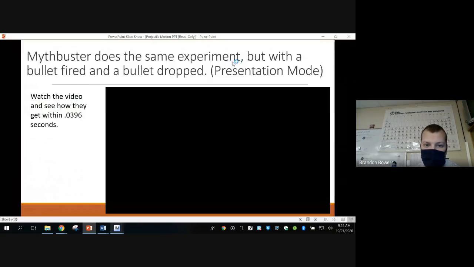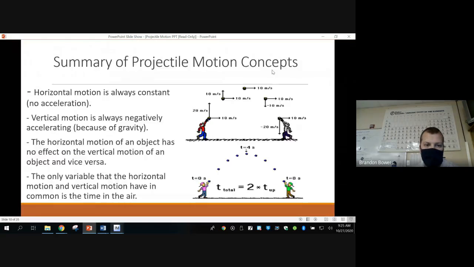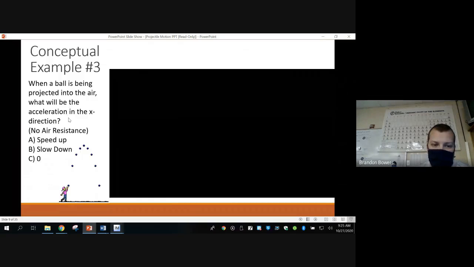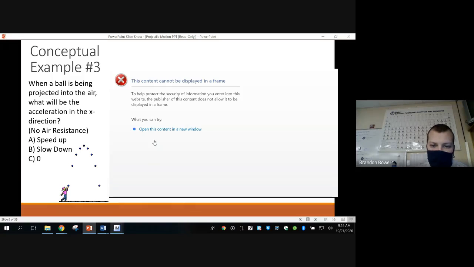All right. So concept. When a ball is being projected into the air, what will the acceleration in the x direction be? Man, why? I don't know. 0.